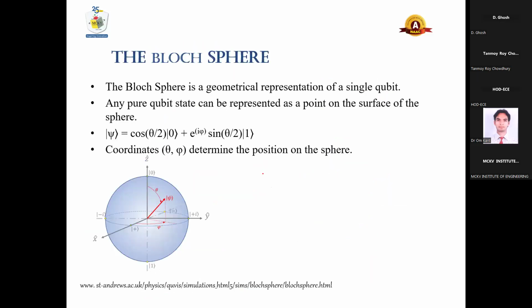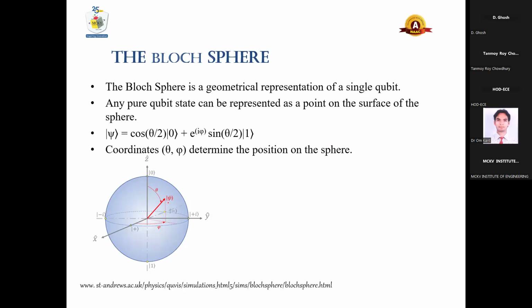So this is what a Bloch sphere is. The Bloch sphere is a geometrical representation of a single qubit. Any pure qubit state can be represented as a point on the Bloch sphere, where psi is given by this. So this is what psi is. And what is theta? If you note the coordinate system, this is my x-axis, this is y, and this is z.